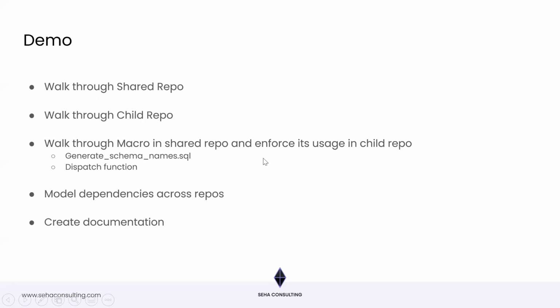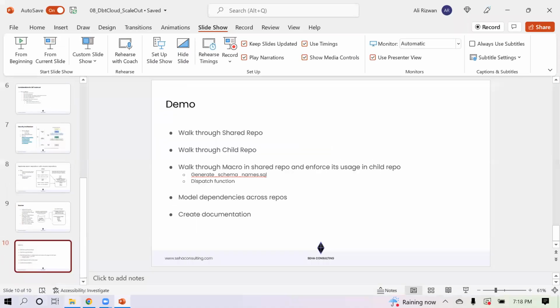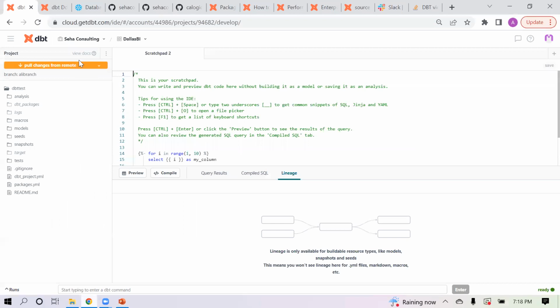We're going to walk through a macro in a shared repo and enforce its usage in the child repo. And we're going to talk about model dependencies and documentation. So let's jump over into my dbt.